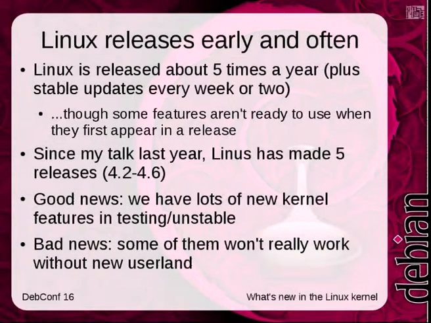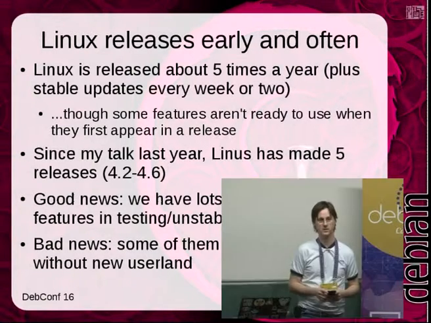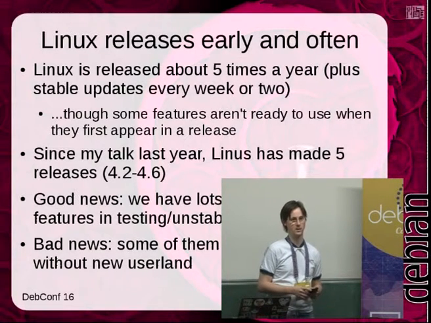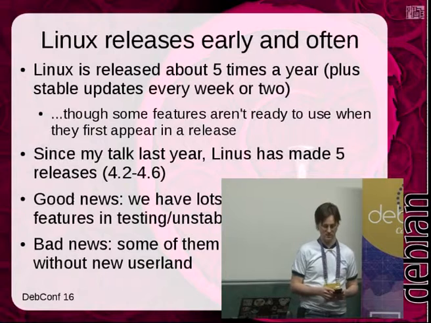So, as you probably know, the Linux kernel is a fast-moving project. It has a release cycle of typically 9 or 10 weeks, so it has about 5 releases every year. And indeed, since last year, we've had another 5 releases, 4.2 to 4.6 inclusive. So, as ever, we have new kernel features to take advantage of, but in some cases, we haven't yet packaged or integrated the user space that's needed to use those.